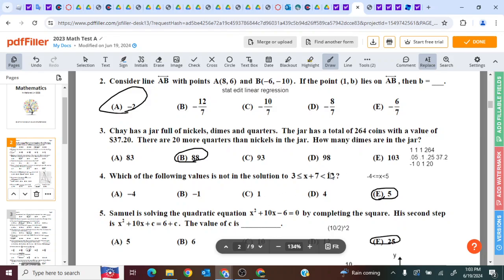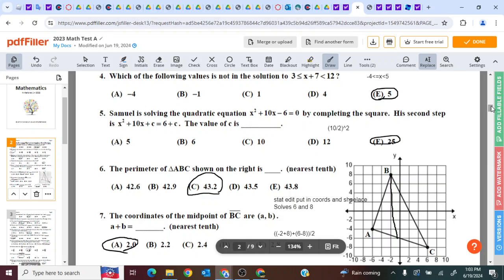Number four: which of the following values is not in this solution set? Well, simply subtract 7 from everything, and you'll get a very easy to see range right here: -4 less than or equal to x, and less than 5. As you can see, 5 is not in that solution set, so C, or 5. Number five: Samuel is solving the quadratic equation by completing the square. The second step is x squared plus 10x plus c equals 6 plus c. The value c is, well, completing the square makes you divide this value by 2 and then square it and add it to both sides. So in that case, 10 over 2 squared is equal to 25.